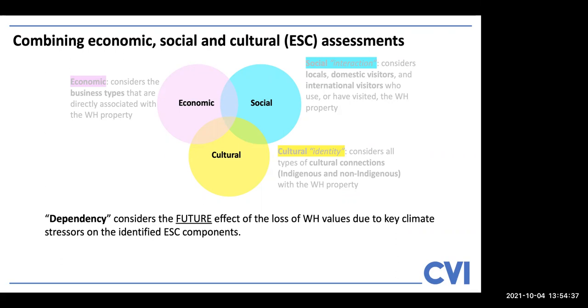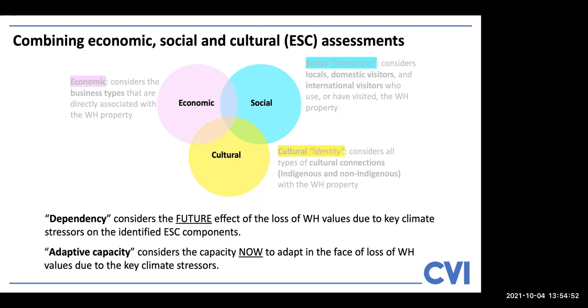When we consider these, we look at the dependency of each, and that considers the future effect of a potential loss of World Heritage values due to key climate stresses on each of these components. We also do an assessment of the adaptive capacity, and that's the capacity that currently exists to adapt in the face of a loss of World Heritage values due to the key climate stresses.